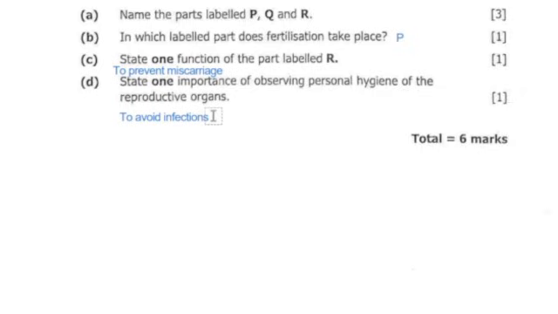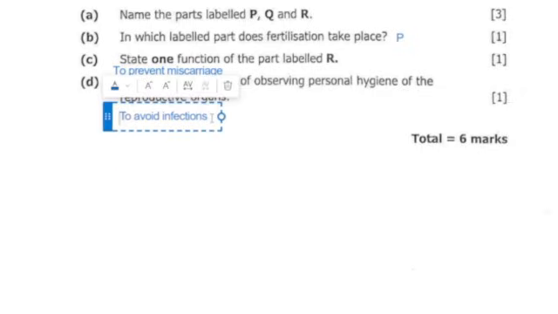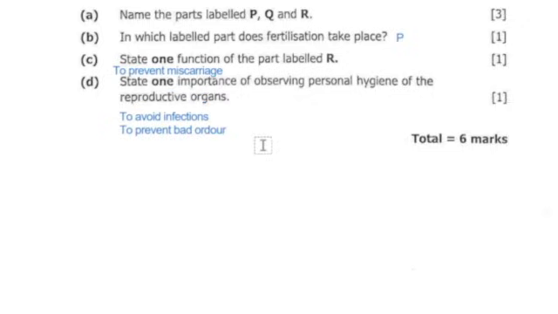So you can pick one of the two. So to avoid, you can also say to prevent bad odor. Okay, bad odor, so that you prevent bad smelling. That's why you observe personal hygiene, to avoid bad smelling.